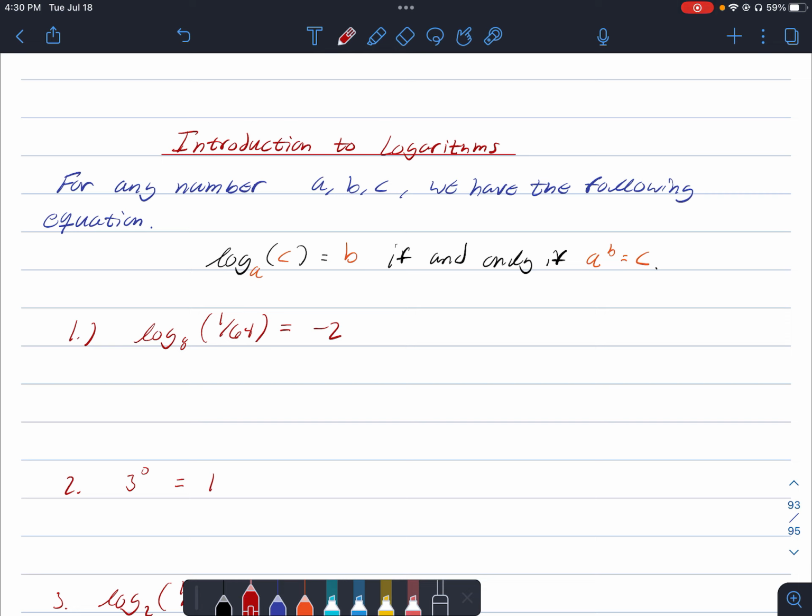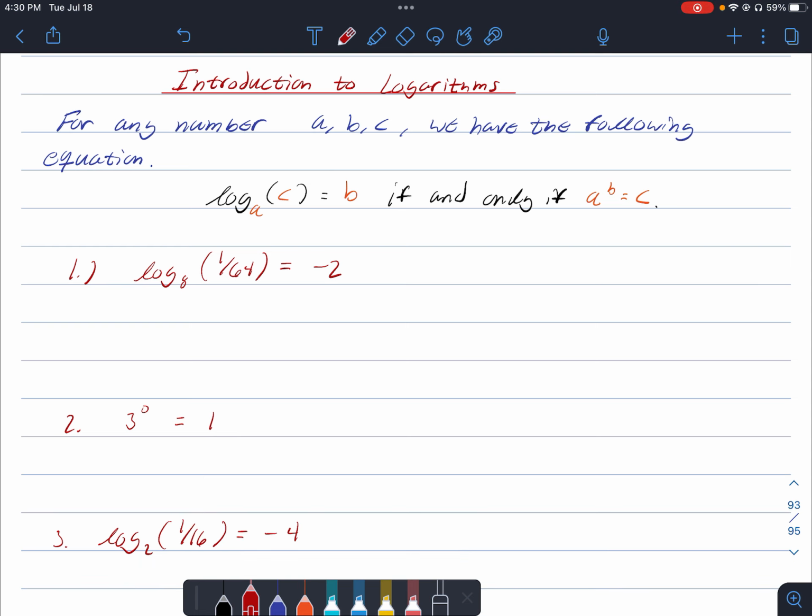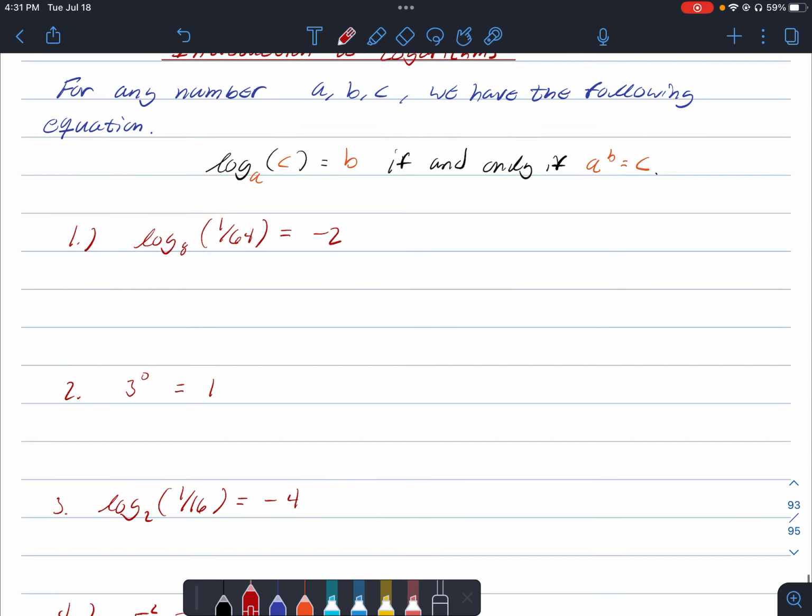So for any numbers a, b, and c, we have the following equation. Log base a of c is equal to b if and only if a to the b is equal to c. All right, so here a is the base of our logarithm. That's important terminology that we'll need later. And given this equivalence, we're going to see if we can use this to rewrite a few expressions.